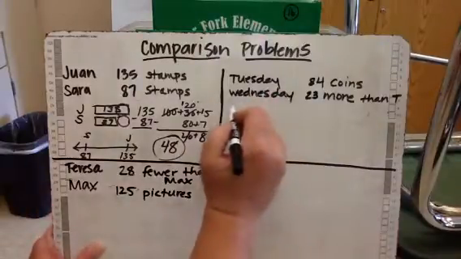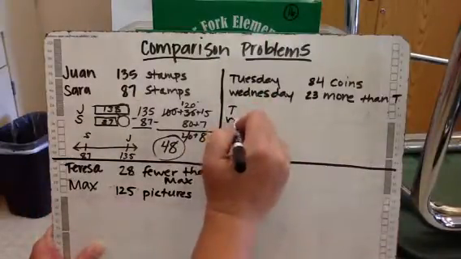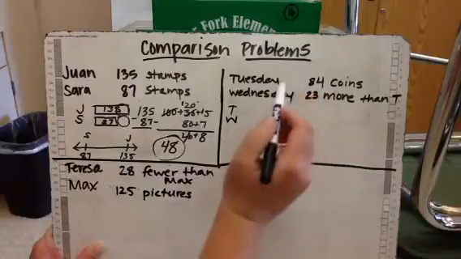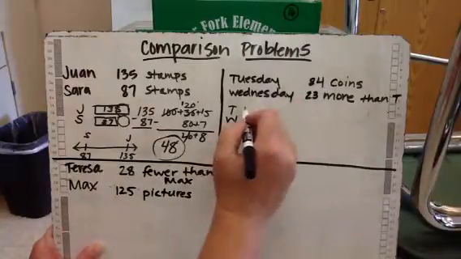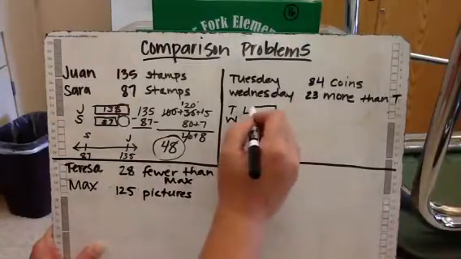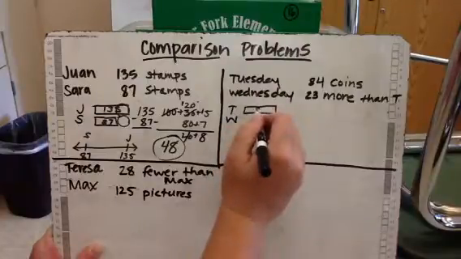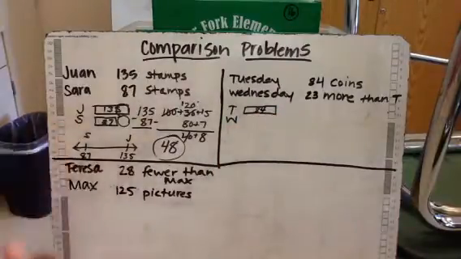So let's set up our problem here. I'm comparing Tuesday and Wednesday. Now I know Tuesday's value is 84, so I can put it in the bar there.